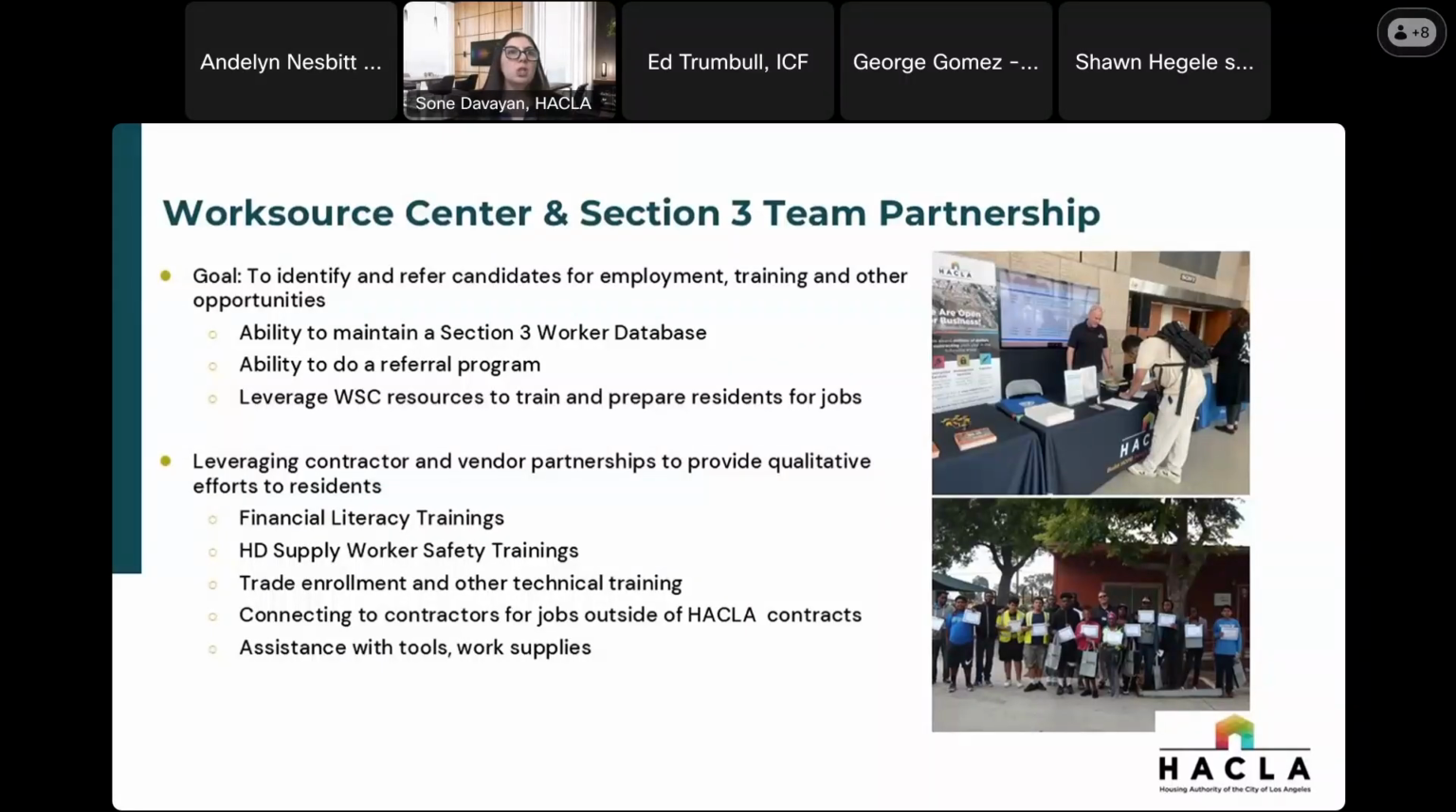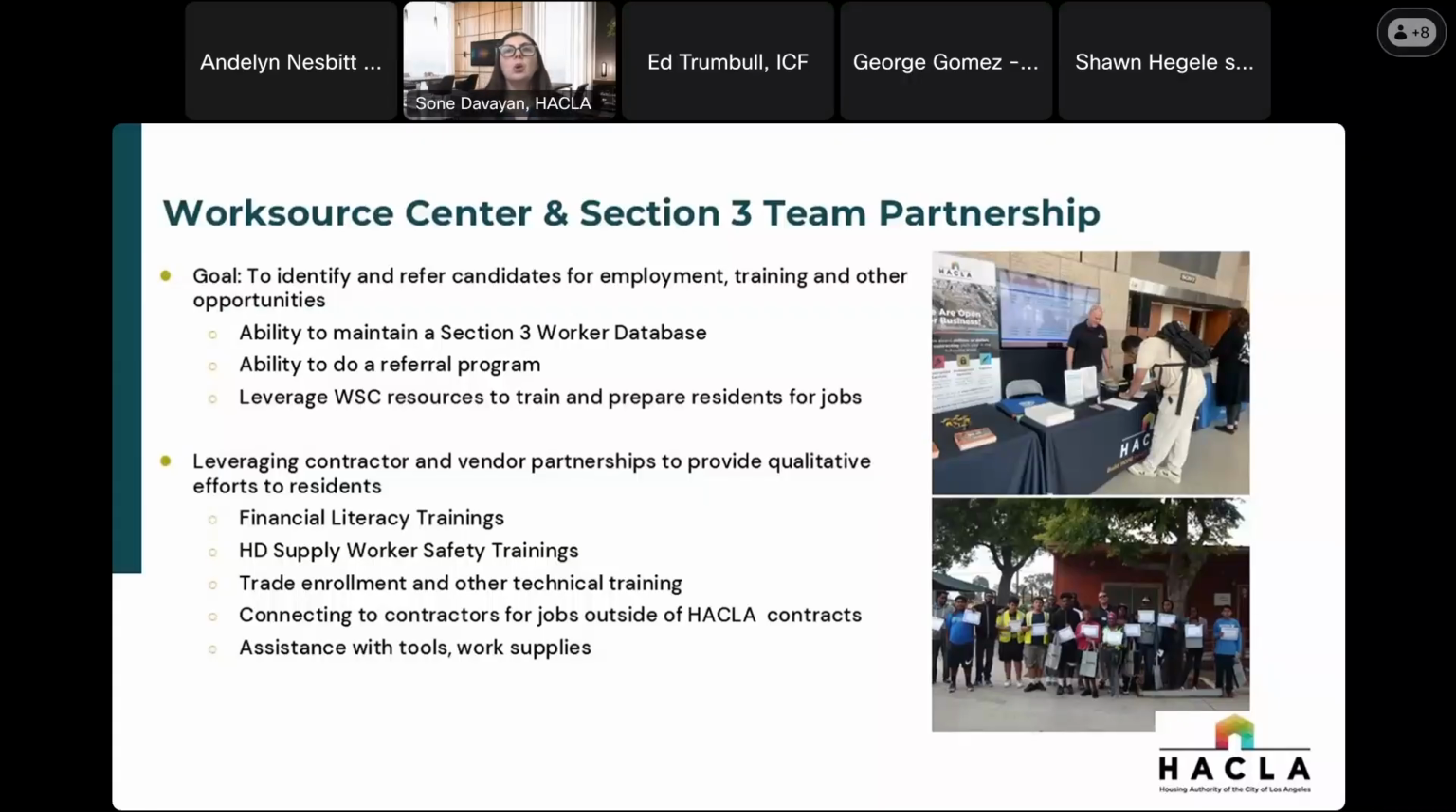So we took the approach of both looking inward to our WorkSource Center and also creating other new partnerships that would allow us to expand our outreach. The key component of our Section 3 program and the partnerships was developing and maintaining a Section 3 worker database. Many of you who have worked on the old rule will remember that we had a Section 3 business registry that HUD was maintaining. We at HACLA started maintaining a Section 3 business registry. But we recognized that we also need a formal way, a database of Section 3 workers, our clients that we're going to serve and try to find employment opportunities for.